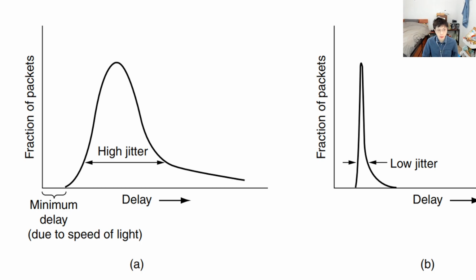This is a graph between high jitter and low jitter. When the jitter is high, it causes more delay. When the jitter is low, the delay is smaller.